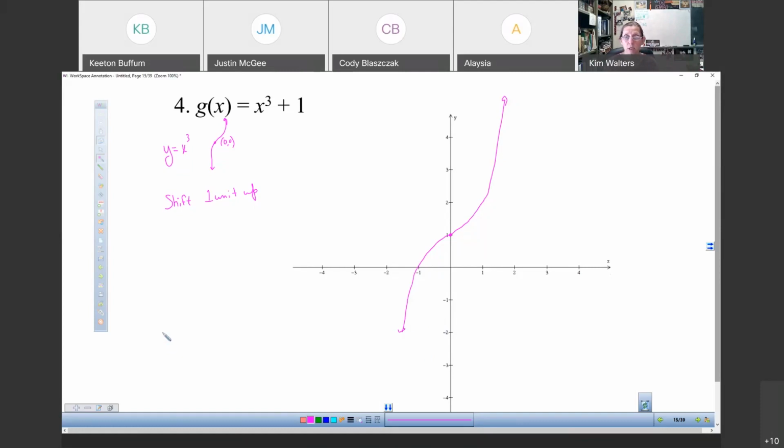So adding and subtracting to the y value, to the actual function value, moves it up and down. We're going to look at what happens in just a second.